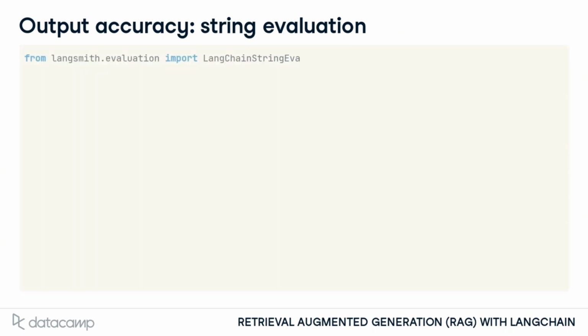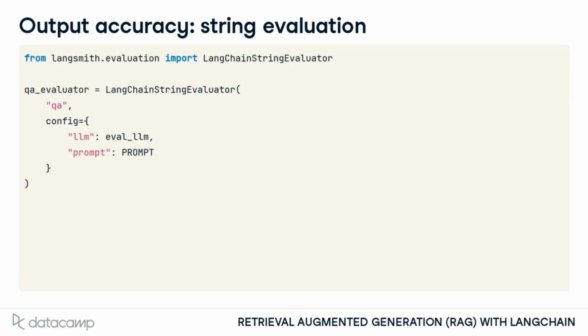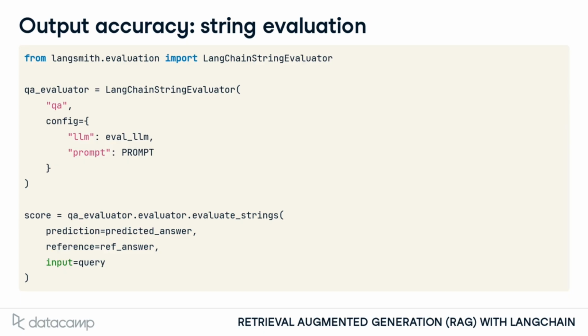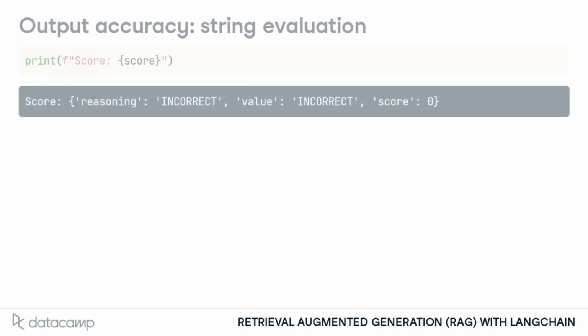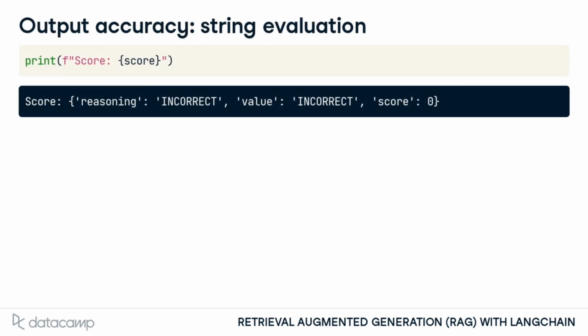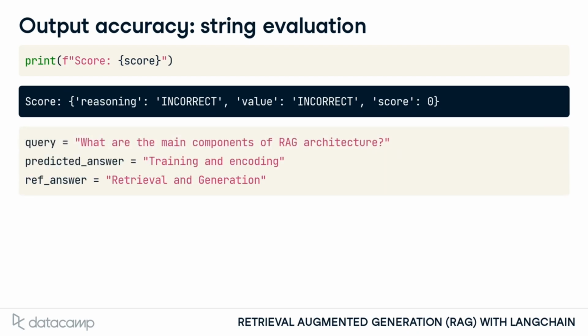We initialize LangChain String Evaluator from LangSmith, which is LangChain's platform for evaluating LLM applications. This evaluator first takes QA, which sets the evaluator to assess correctness, and also the LLM and prompt template to use. We then call the .evaluateStrings method on the model prediction, reference answer, and input query to perform the evaluation. The score of 0 indicates that the predicted response was incorrect when compared to the reference answer, and we can see here that the model response was deemed incorrect, which makes sense on reviewing it again.